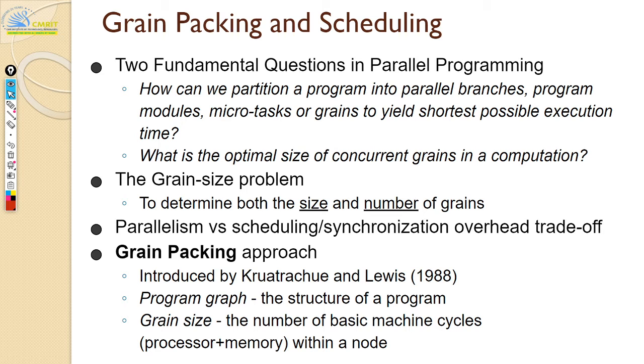Okay, so now I have parallelized it. What will be the optimal size of my grain, so that I can issue that grain for execution? If we answer these two questions, we will know how to execute in parallel. So that gives us the grain size problem. The grain size problem is to determine the size and number of grains. We will see that with an example now.